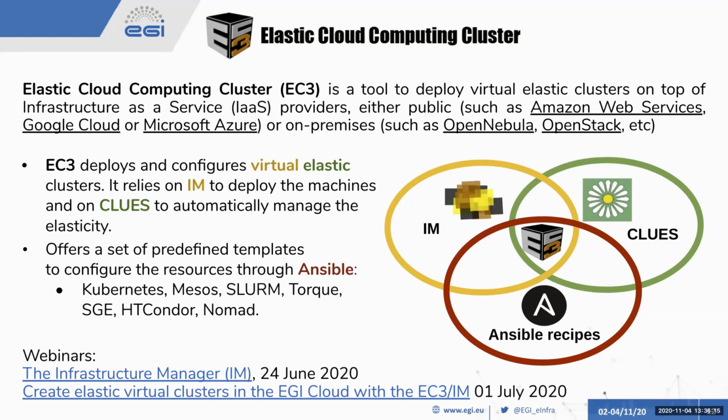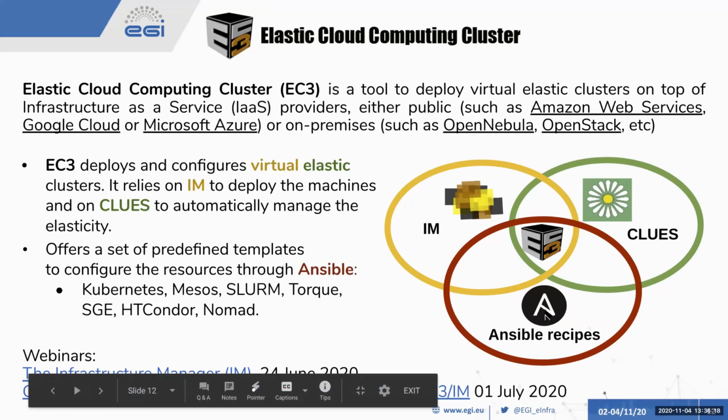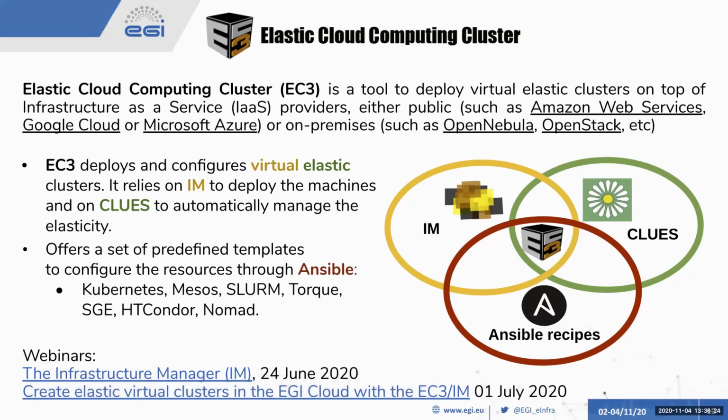And the last important component is represented by Ansible, because the cluster can be configured via Ansible. There are different recipes available because you can configure your cluster selecting one specific local resource manager. If you are familiar with the typical grid cluster, you have the same similarities. There are different recipes available to configure a cluster with Kubernetes, Mesos, Slurm, Torque, and also to configure your cluster with additional applications.